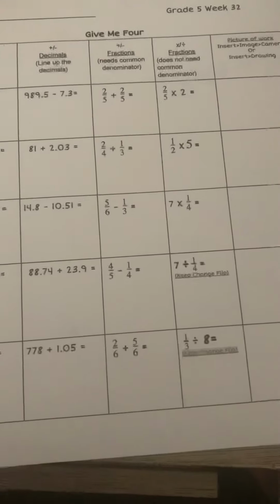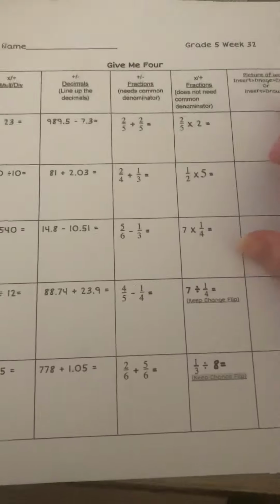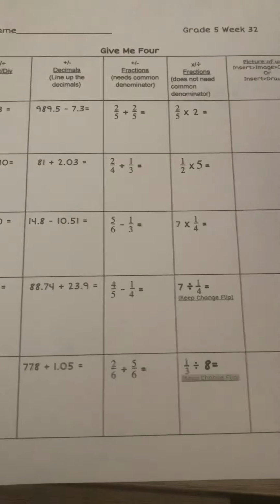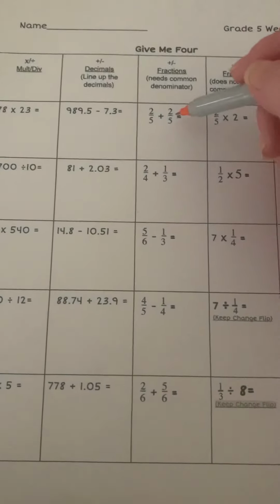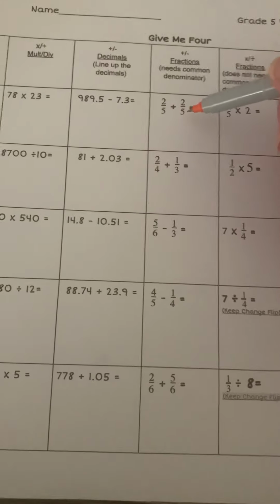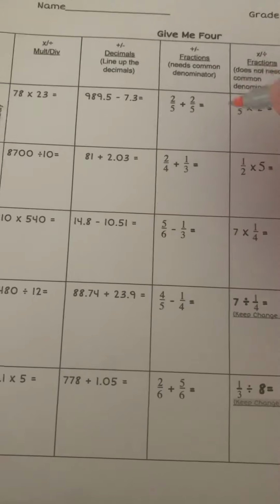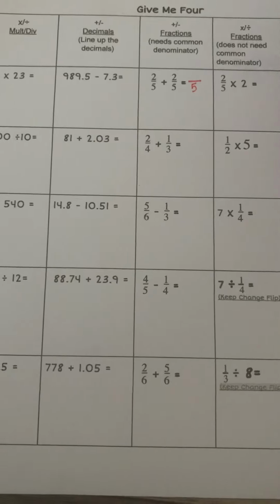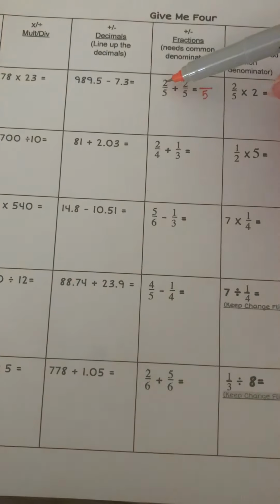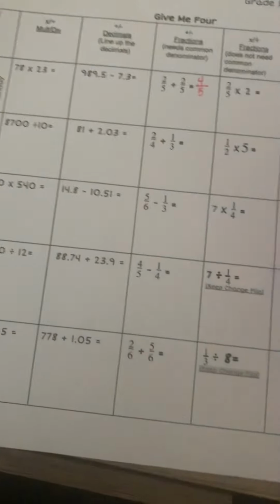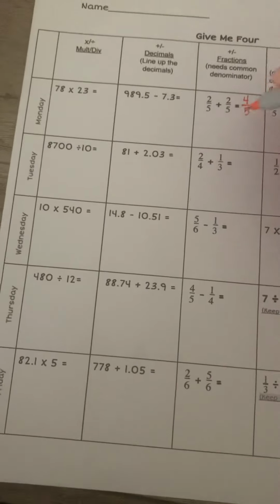Okay, so let's review how to add fractions. This is actually week 32, so this is the one we're on right now. Looking at this first example, if you notice the denominator, the bottom number, is the same. So all I have to do is keep my denominator the same and then add my numerators. 2 and 2 is 4. That's a very simple one. That's 4/5 is my answer.